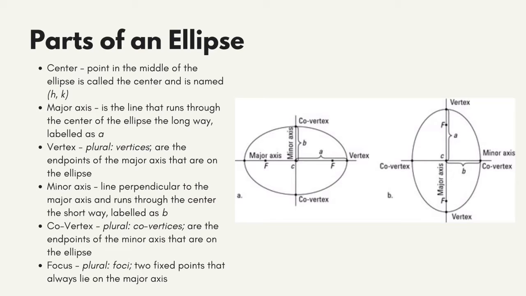Next is the minor axis. It is a shorter line that's perpendicular to the major axis that runs through the center. The variable b is the letter used to name the distance to the ellipse from the center on the minor axis. Covertex or covertices are the endpoints of the minor axis that are on the ellipse. Lastly, the foci are two fixed points that always lie on the major axis.